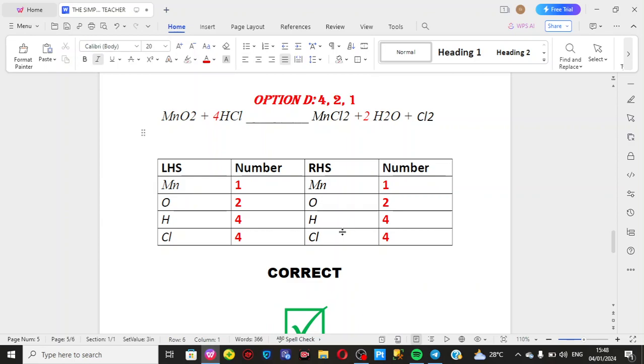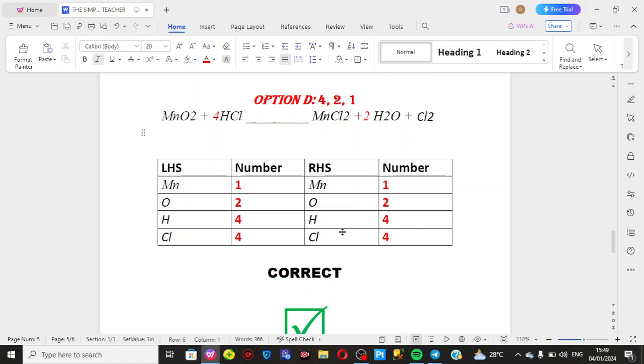Now, the option D is saying that X is 4, Y is 2, and Z is 1, meaning that we have 4 molecules of HCl, 2 molecules of H2O, and a molecule of chlorine. Now, from the left hand side, what can we see? We have 1 manganese. The right hand side is 1 manganese. Oxygen, the left hand side we have 2 atoms of oxygen. The right hand side we have how many? 2, because that 2 in front of H2O will multiply everything there.